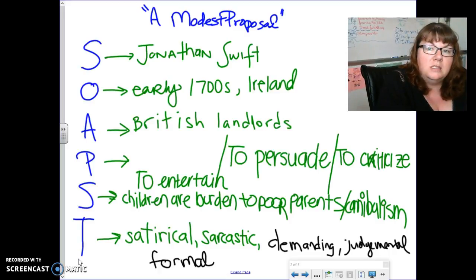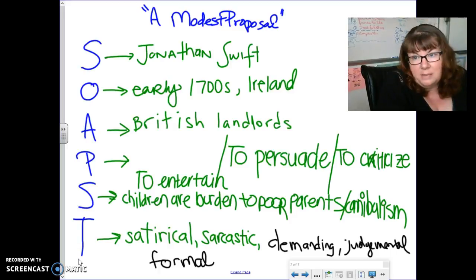So the first S is the speaker. In this case, because it is a nonfiction work and it is actually given as a proposal, the author is the speaker. And it is the same case in most nonfiction pieces. So Jonathan Swift is our author. Our occasion is the early 1700s. We don't have an exact date in it, but it is the early 1700s. And remembering occasion, we also include the location if we have it, and also publication format if we have it. So like if it was a magazine or something like that, but in this case, we don't have that. So we just go with the early 1700s and Ireland.